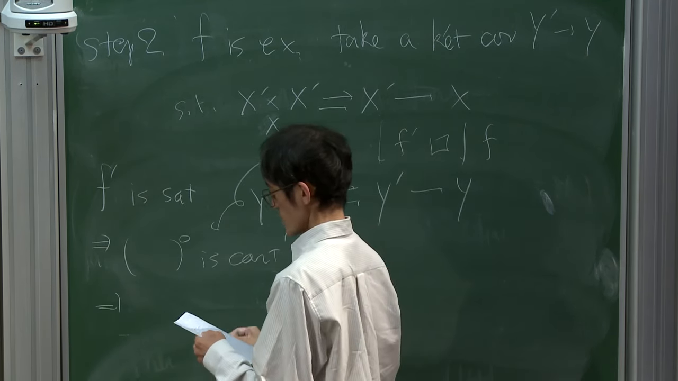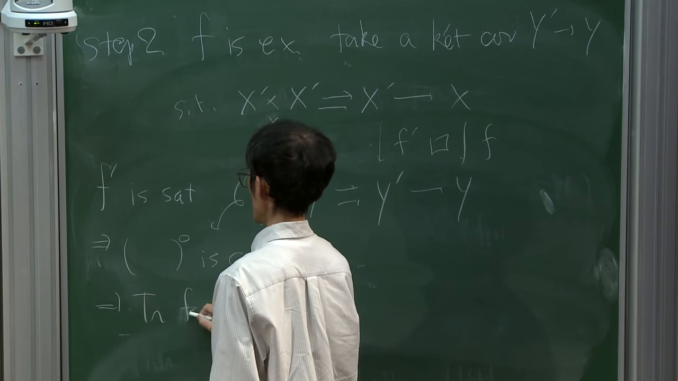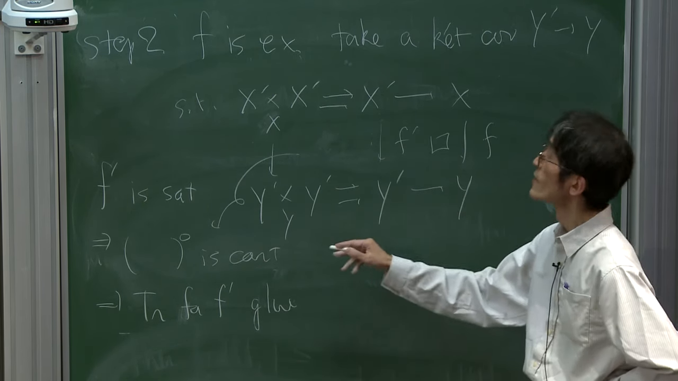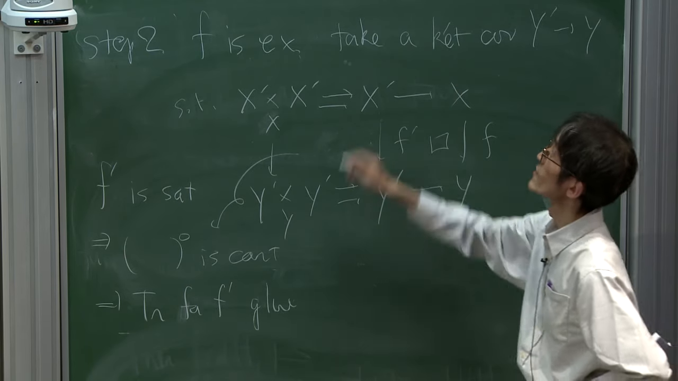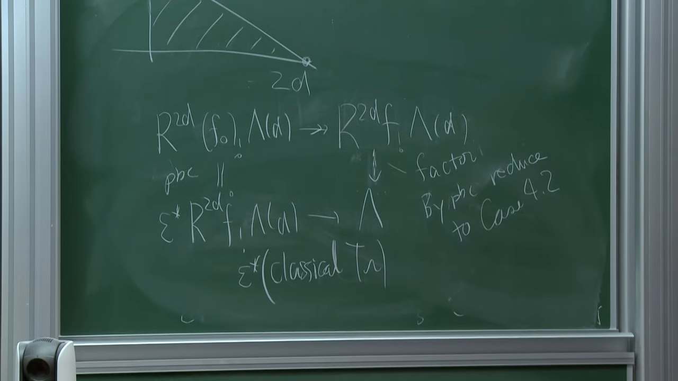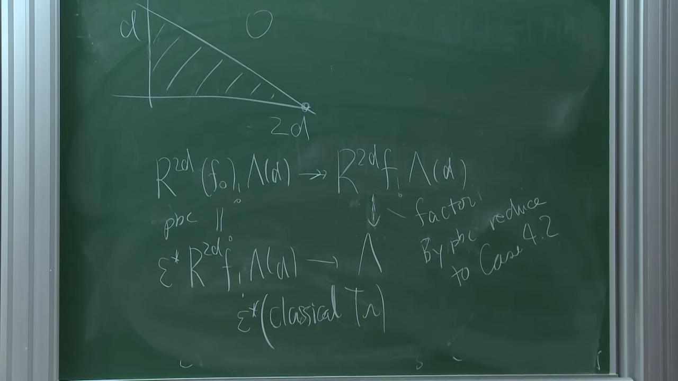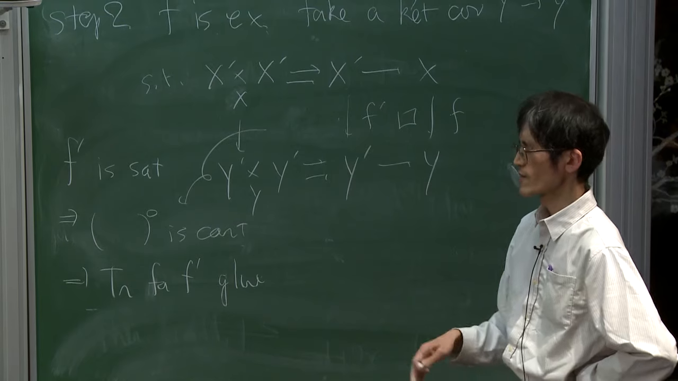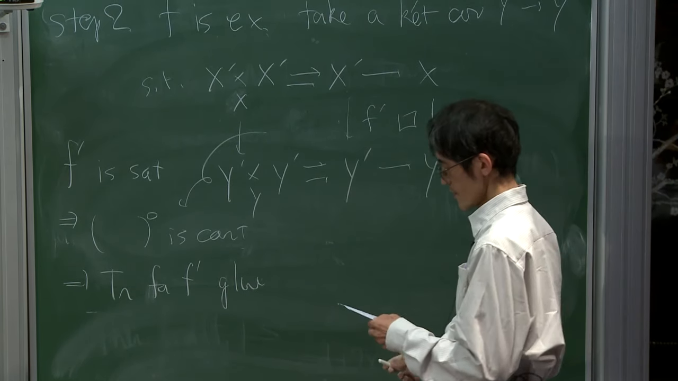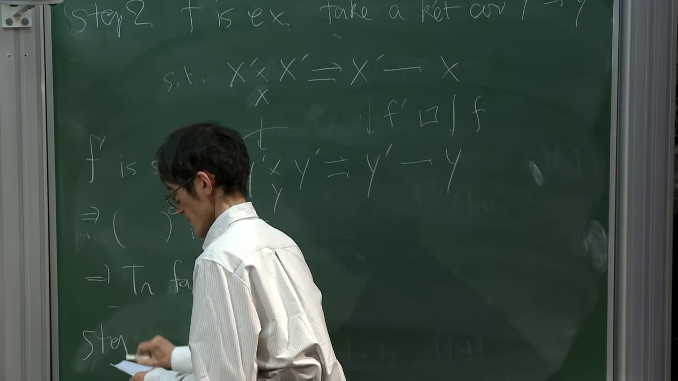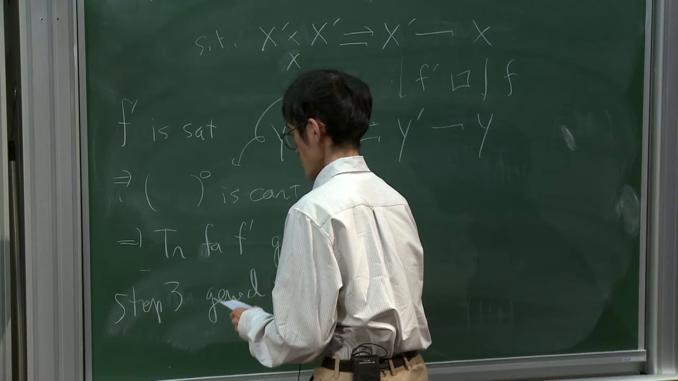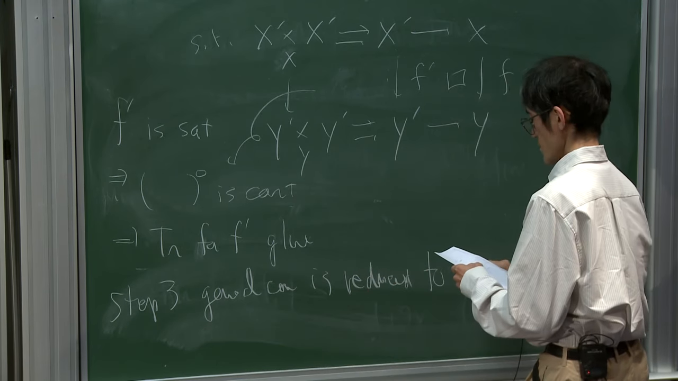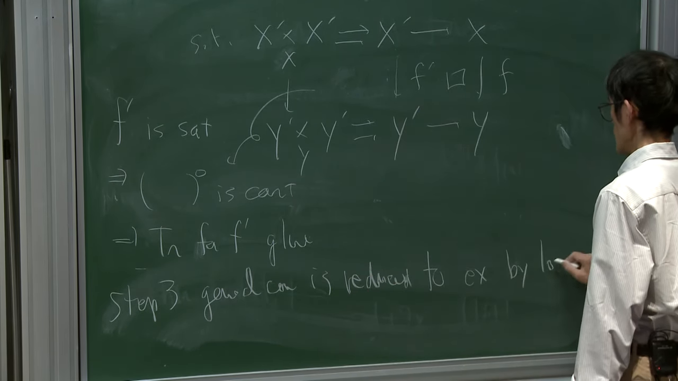Then the trace for F prime works, because the classical trace for F prime is constructed by the classical one. So under classical Cartesian, they behave well. And finally, the general case reduces to the exact case by log blow up.